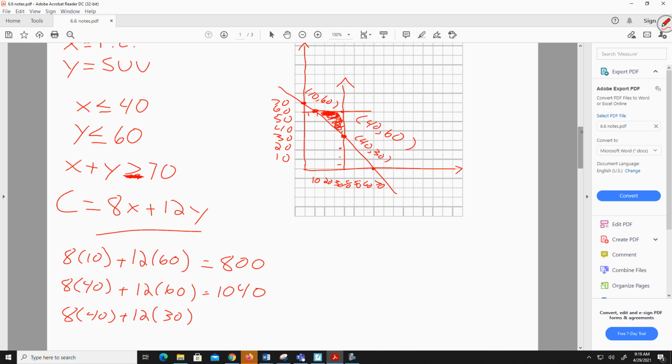And then 320. $680. So this is my min. This is my max. Okay? One more? Let's do one more.